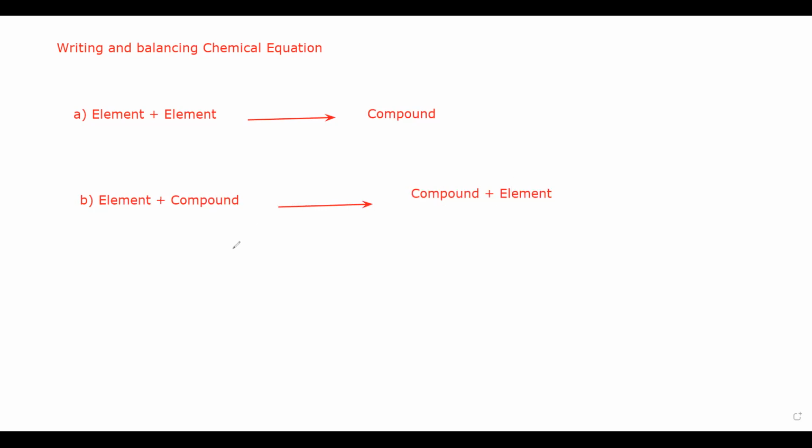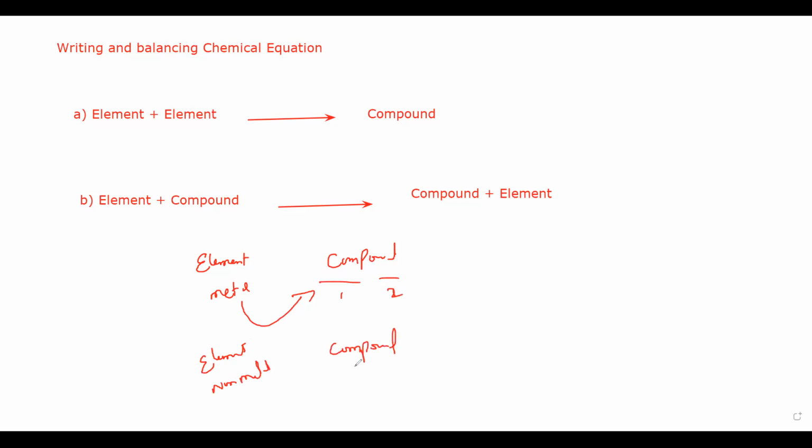And this case is further divided into two categories. If the element which is reacting here is a metal and it is reacting with a compound, the compound will have two parts, 1 and 2. So this element, if it's a metal, will displace the first part, and the element which is a non-metal reacting with a compound will displace the second part of the compound that we discussed in the last session.